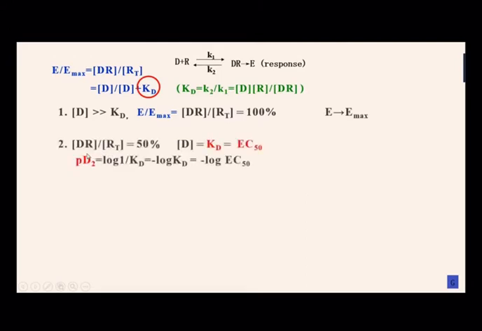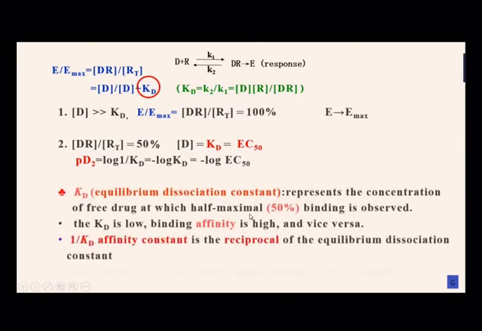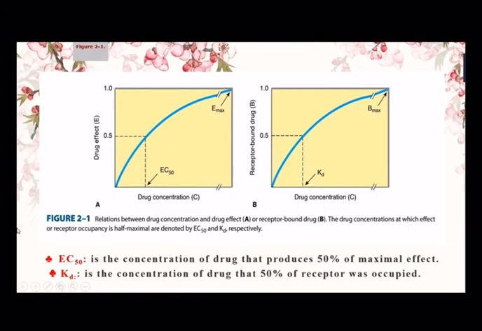2. When half the amount of the receptor is occupied, or 50% of receptor is occupied, we could get the result D equals Kd equals EC50. We have discussed Kd before. Kd is the concentration of drug at which 50% of receptor is occupied. At 50% receptor occupancy, the drug concentration we call Kd.